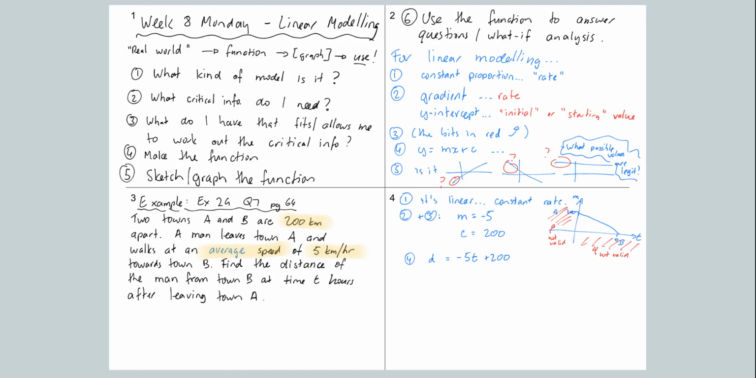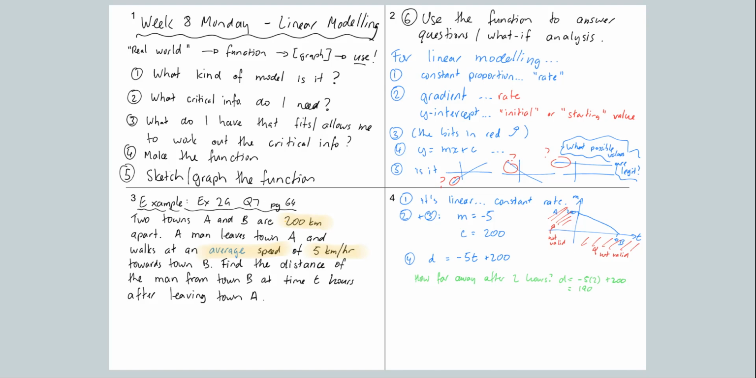But now I can say things like, for example, how far away? So these are questions that I'm asking. I'll just do it in a different color so you can see that's different. How far away after 2 hours? Now that I've got my function, I can just go d equals -5 times 2 plus 200, which is equal to 190. It's not that mind-blowing, is it? I mean, you don't really need a function in order to do that.